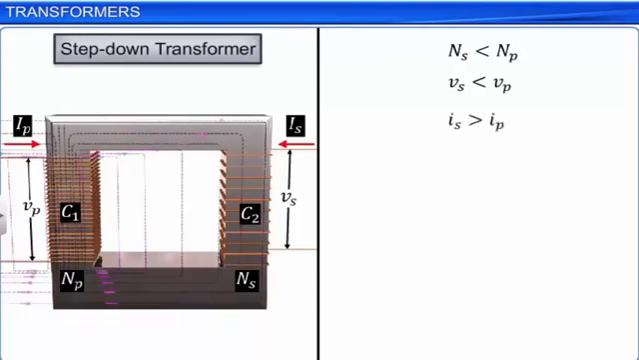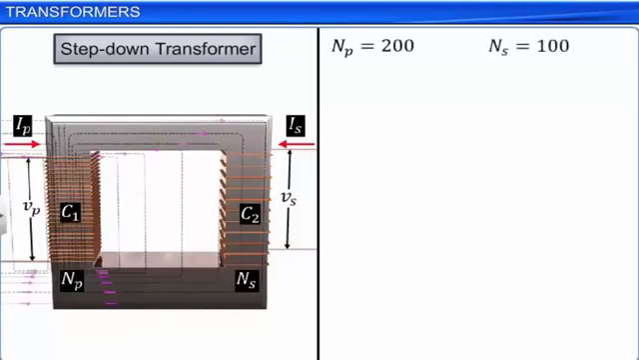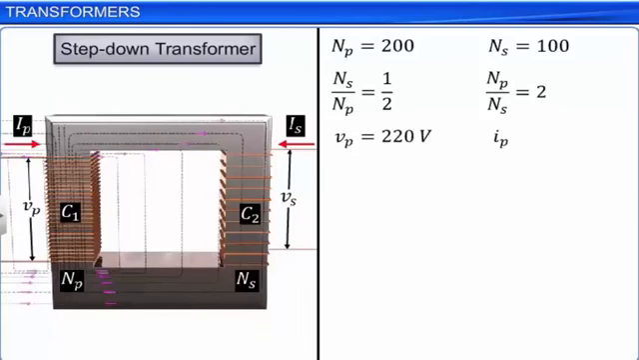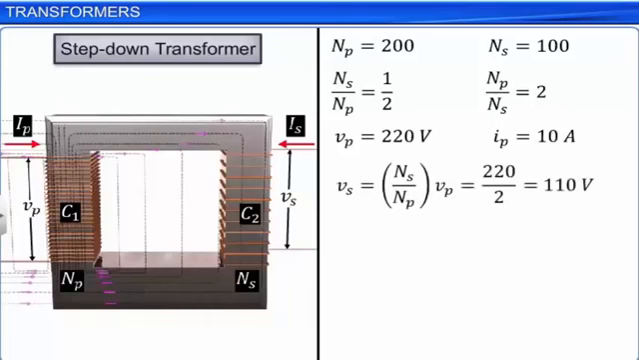For example, if the primary coil of a transformer has 200 turns and the secondary has 100 turns, NS by NP is equal to half and NP by NS is equal to 2. Thus, a 220 volt input voltage VP at input current IP of 10 ampere gives an output voltage VS of 110 volt. That is, a step down to 110 volt output at a current IS equal to 20 ampere.